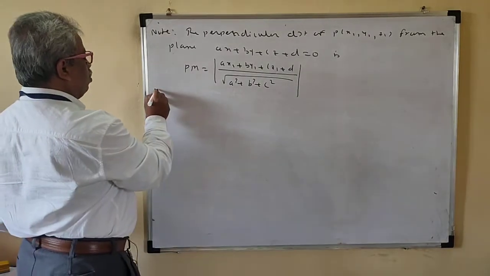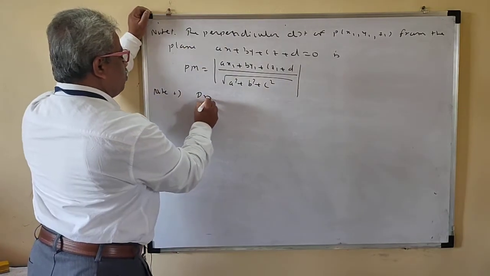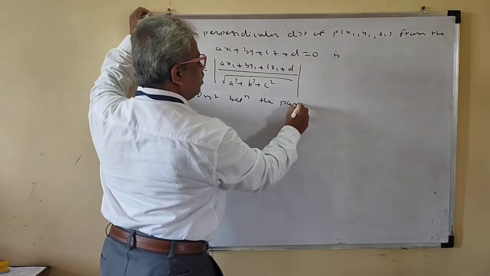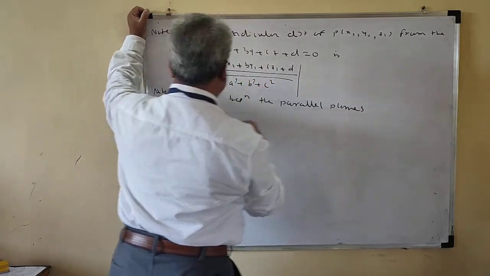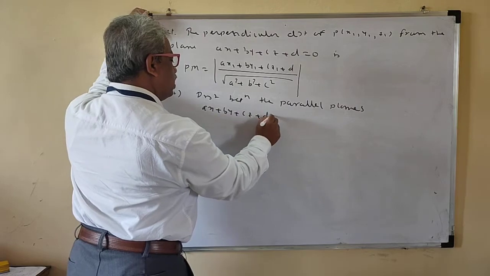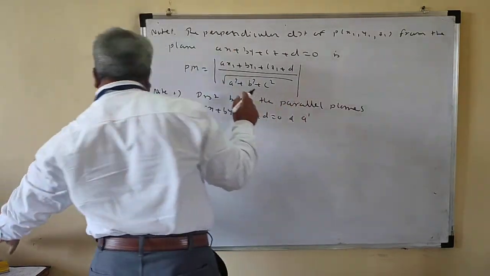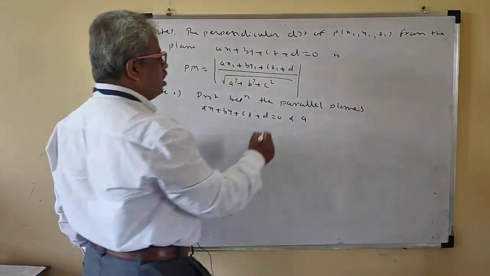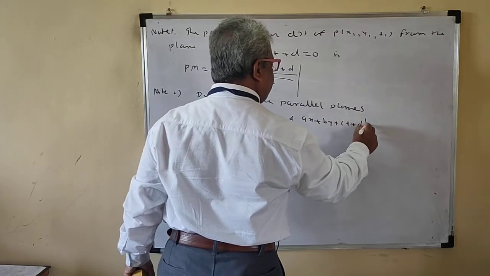We also write a note now. Note 2: the distance between the parallel planes ax plus by plus cz plus d is equal to 0, and, if two planes are parallel, then they differ by a constant only, so the coefficients of x, y, z are the same, ax plus by plus cz plus d prime is equal to 0.